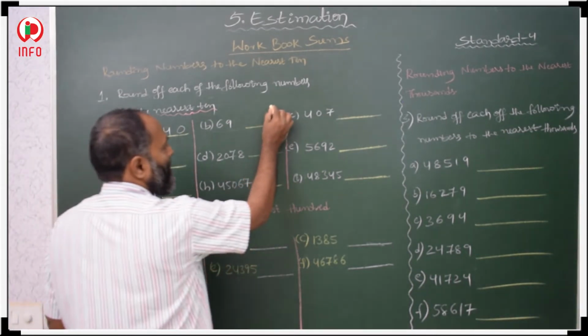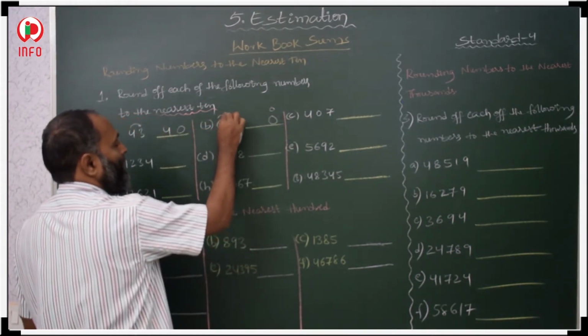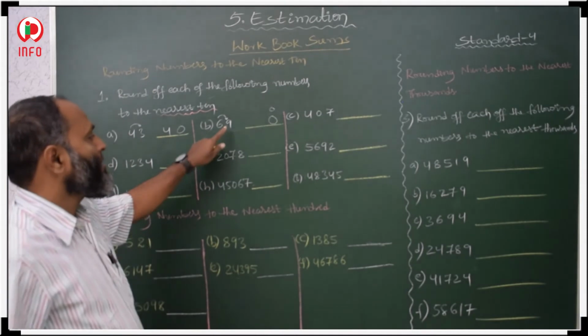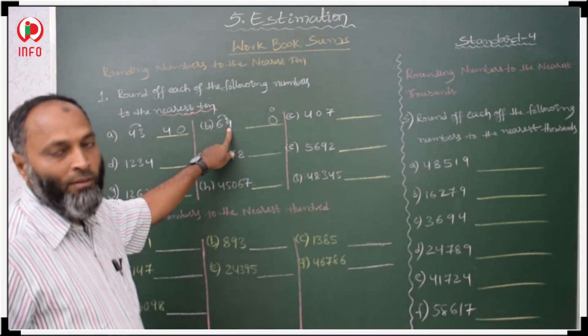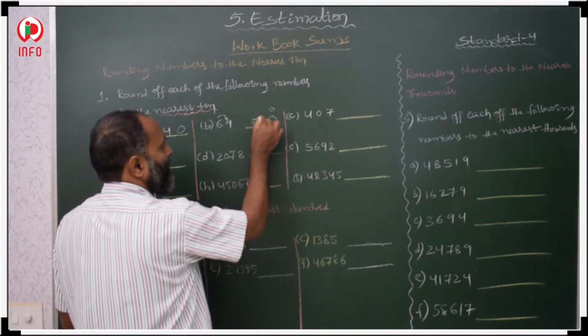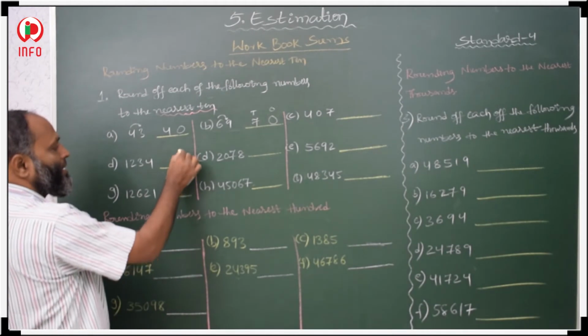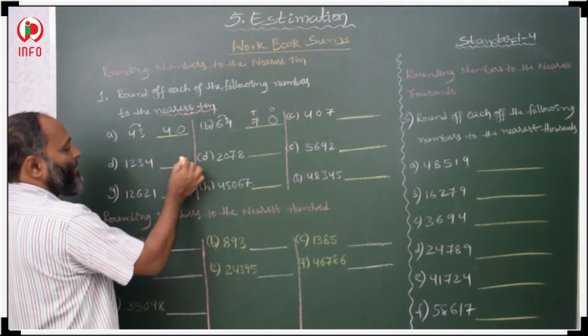And in the ones place 0, in the tens place we have to decide. What is there in the ones place? 9. It is greater than 5. So we make 6 as 7. It is in the tens place. In the ones place we keep 0 first.